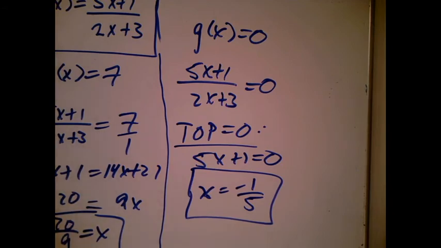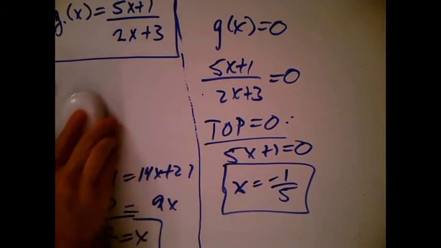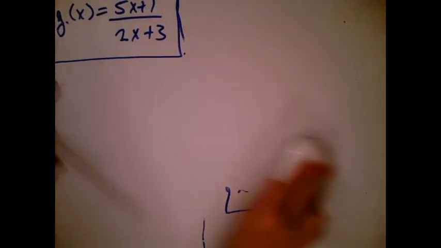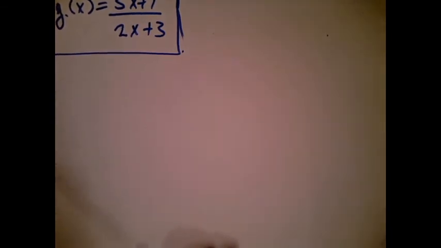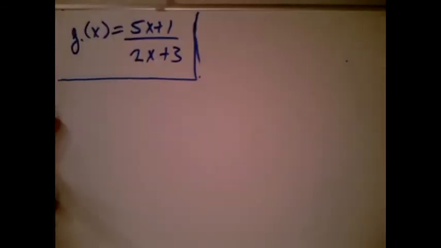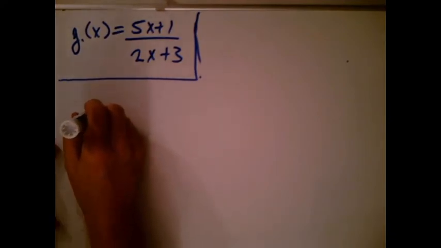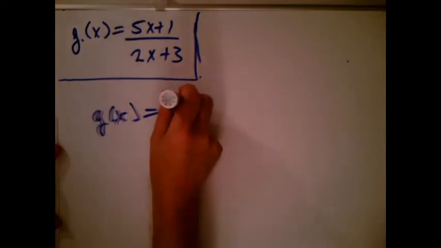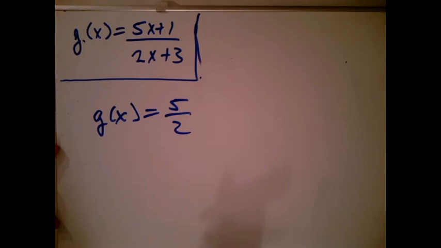The third one's a little more complicated. I might need the whole board for this. But they didn't ask us for the third one, can we get 7 for an answer, or can we get 0 for an answer? They asked us, can we get 5/2? So what I'm going to do is write down what they're asking. Can we get g of x equal to 5/2? We'll try to go through the same procedure.